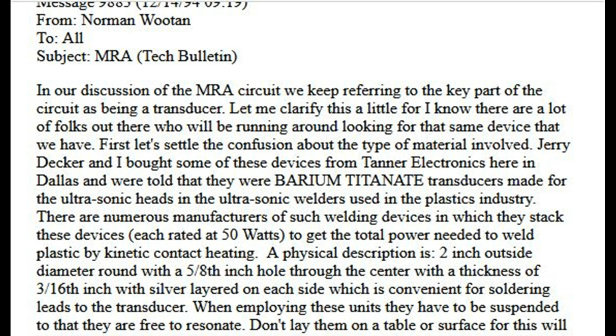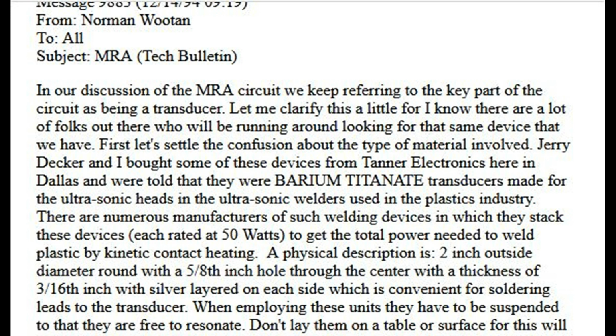Subject: MRA Tech Bulletin. In our discussion of the MRA circuit, we keep referring to the key part of the circuit as being a transducer. Let me clarify this a little, for I know there are a lot of folks out there who will be running around looking for that same device that we have. First, let's settle the confusion about the type of material involved.